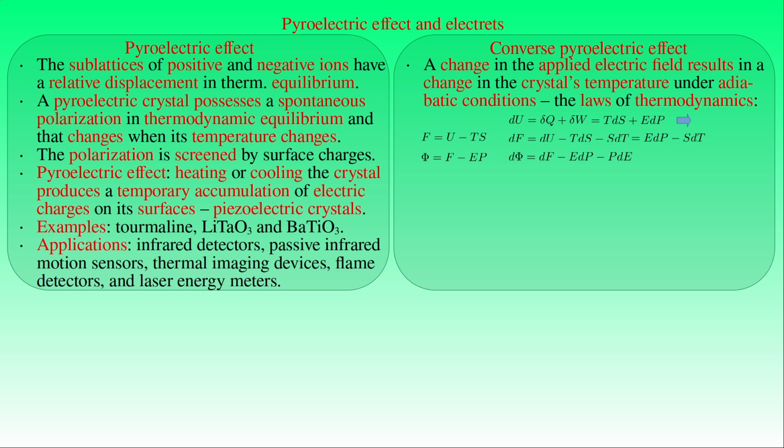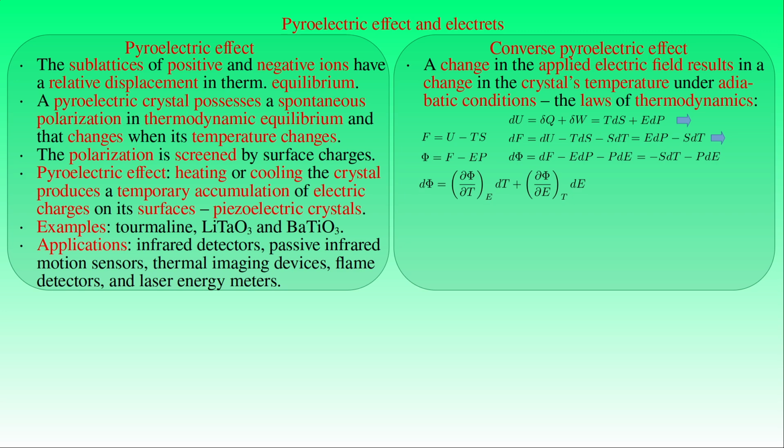By inserting the expression obtained for dF into the right-hand side of this equation, d phi can be written as negative S times dT, minus P times dE. Since the differential of phi is expressed in terms of the differentials of the temperature T and the magnitude of the electric field E, these quantities represent the two independent variables of the potential phi. Consequently, its differential can also be expressed by the sum of the partial derivative of phi with respect to T at constant E times dT, and the partial derivative of phi with respect to E at constant T times dE.